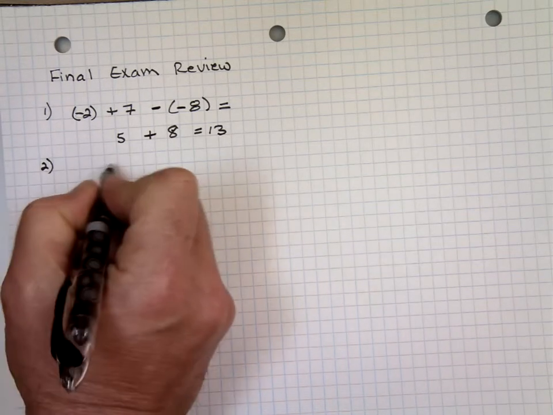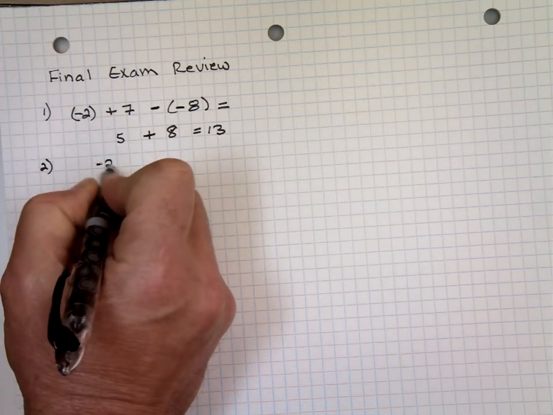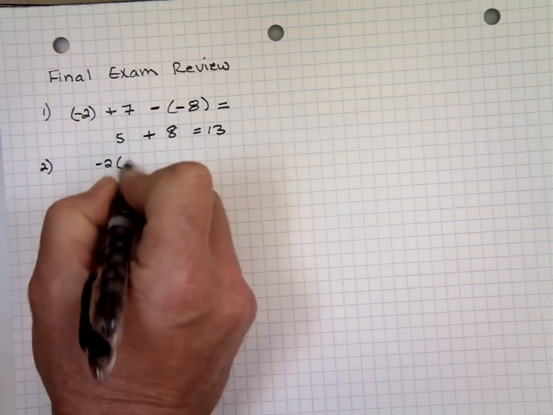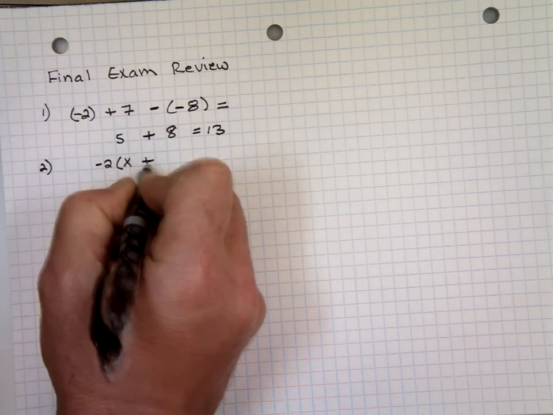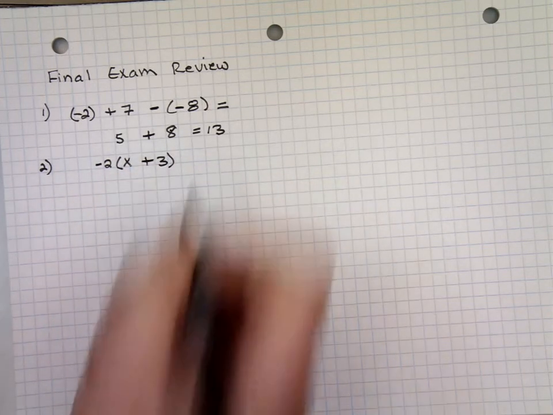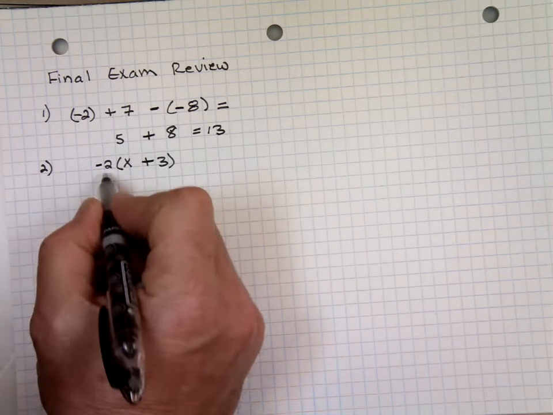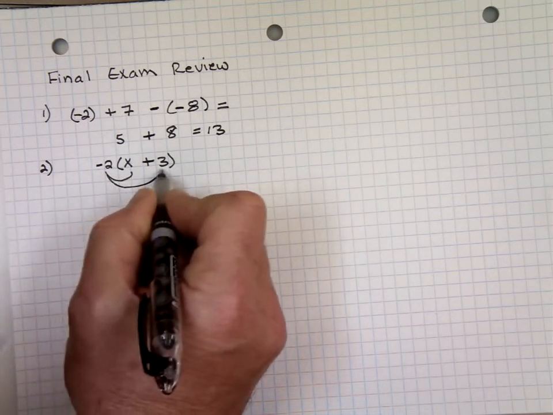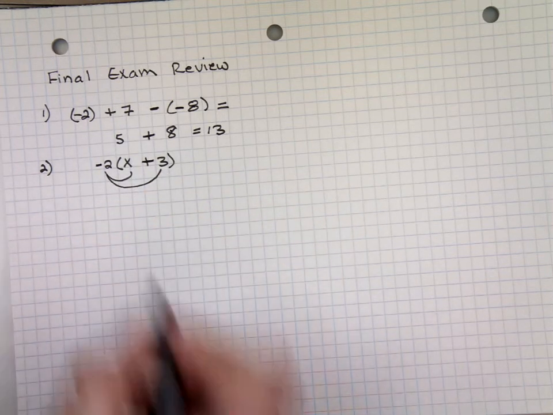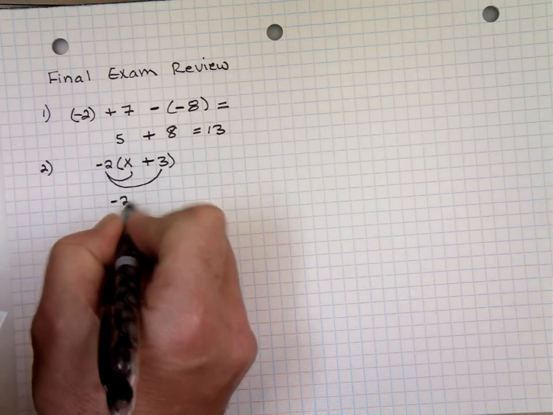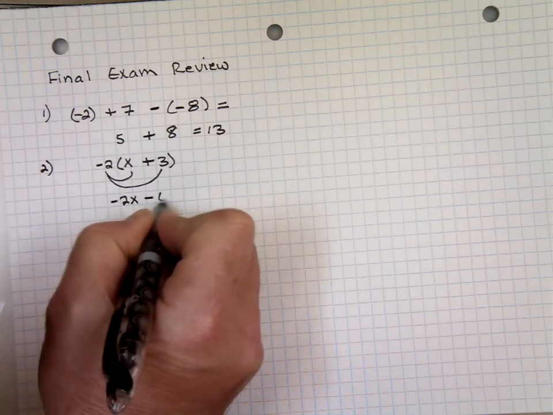Question 2. Because we have to cover all the chapters, some of the stuff from chapter 1 is going to be a lot easier now since we've been practicing for a whole semester. And what do we have? Multiply this and multiply that. Negative 2x minus 6.